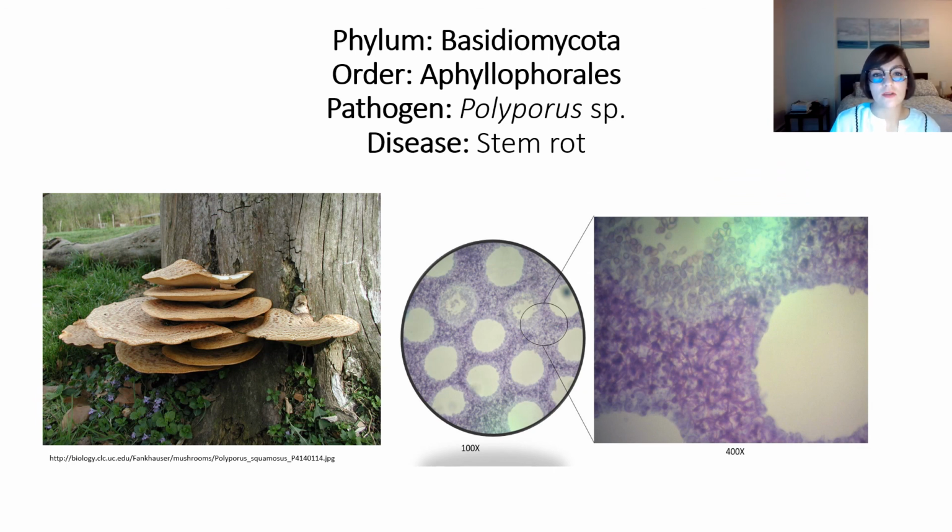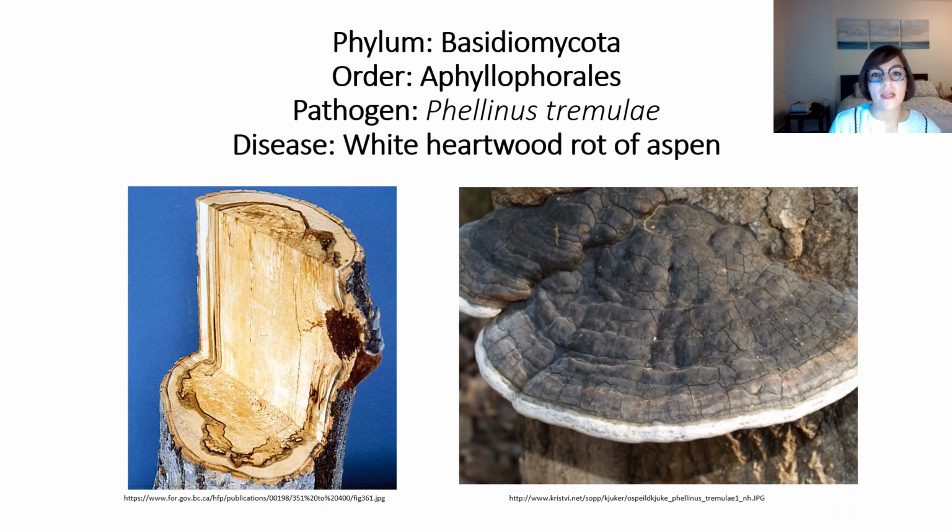Here we have a cross-section of Polyporus, and here we have the pores that develop in this conk, and here we have the spores in a close-up. Another pathogen is Phellinus tremulae, which is the causal agent of white trunk rot of aspen. Here we have the conk, how it looks, and how it affects the wood in the tree.